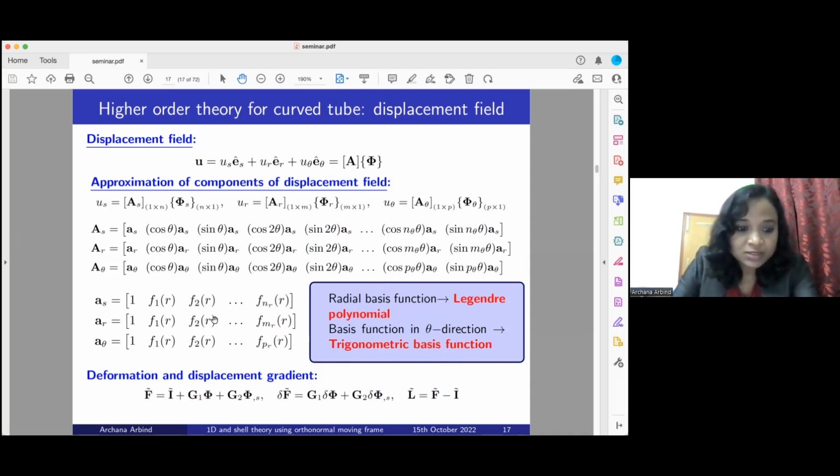Based on this, we calculate this displacement field, we calculate the deformation gradient, and this deformation gradient we write as a column vector. This f tilde here is the column vector which contains all the components of the deformation gradient, and this phi is the displacement variable which needs to be defined. G1 and G2 are defined in detail in the paper, so I have not written it here.